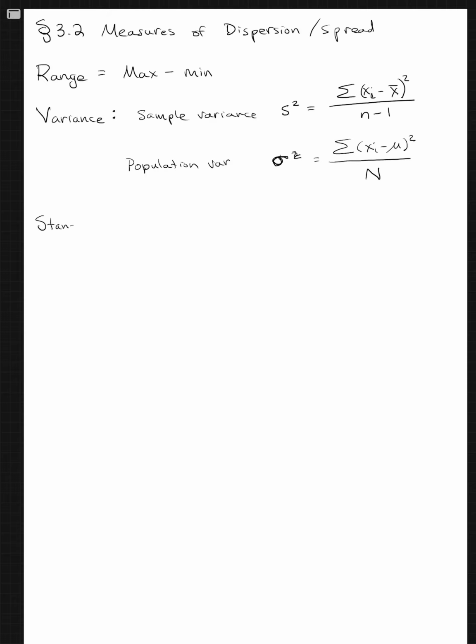And the last one that we have, well, there's kind of two. One of them's not really a measure of spread, it's just something you use with these. But we have the standard deviation. And for both of these, it's just the square root of the one before. So s is equal to the square root of s squared, and sigma is equal to the square root of sigma squared. So if you want to find the standard deviation of a data set, first you find the variance of the data set, and then you take the square root. Right?